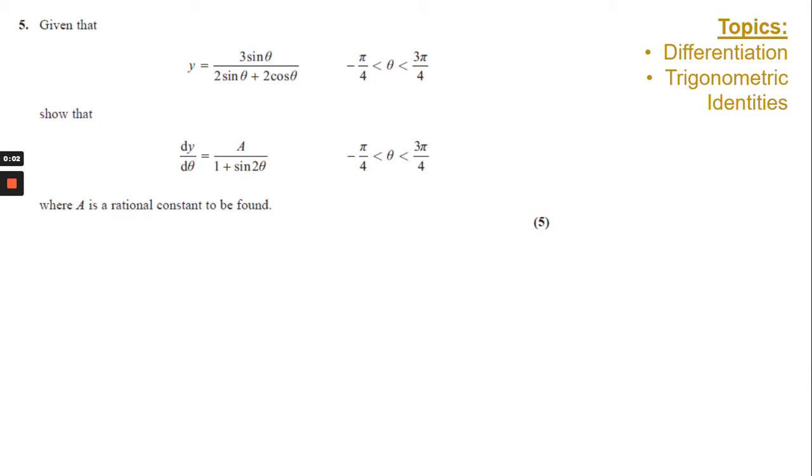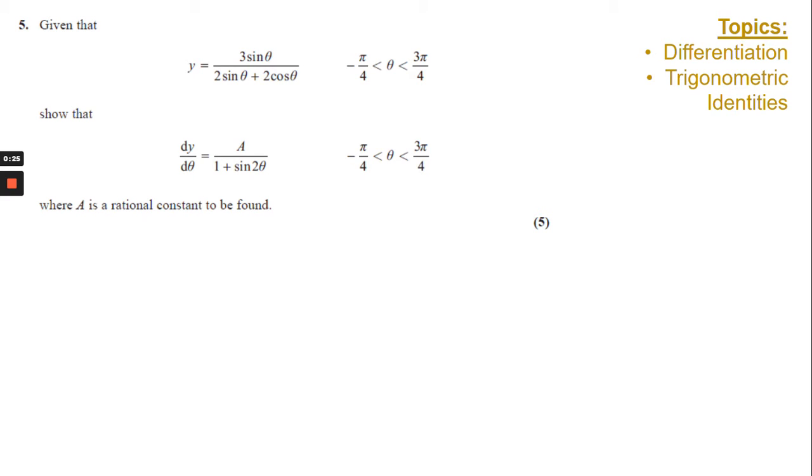Okay, so this question focuses on trigonometric identities and differentiation. We're given that y is equal to 3 sine theta over 2 sine theta plus 2 cos theta. Show that when we differentiate it, dy over d theta, we get a over 1 plus sine 2 theta, where a is a rational constant that needs to be found. So this is a 5-mark question.